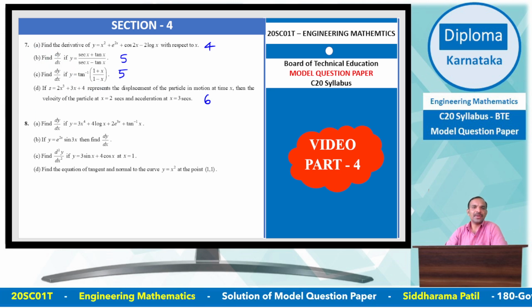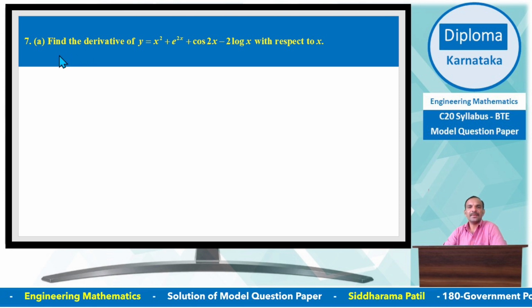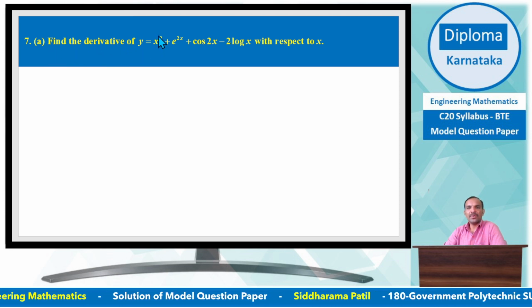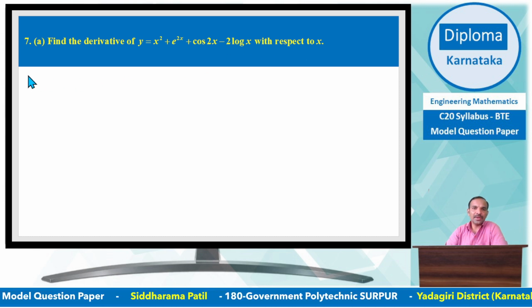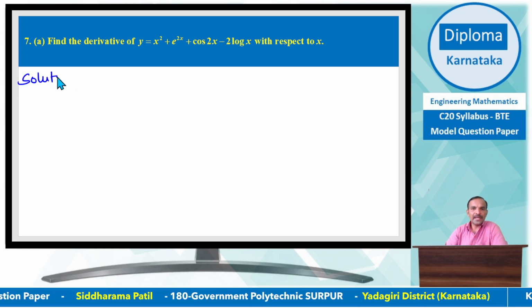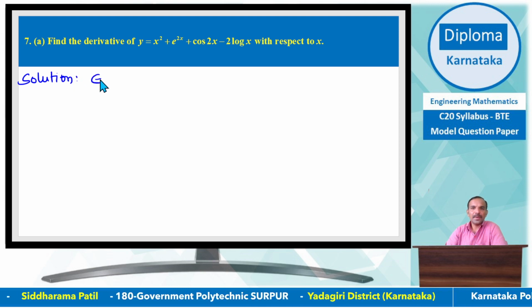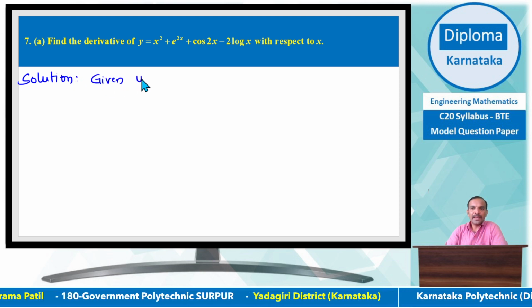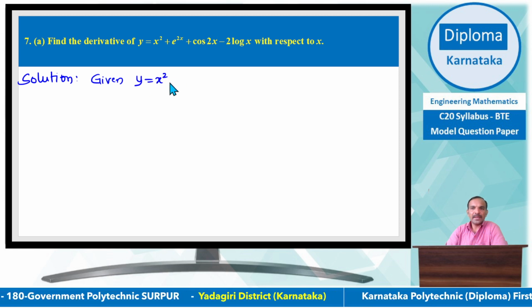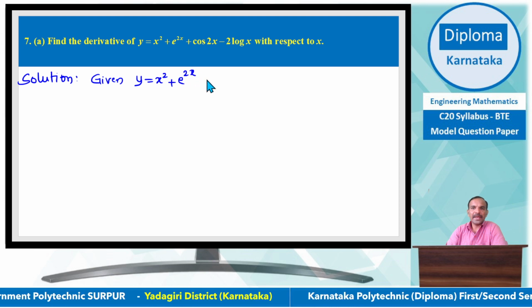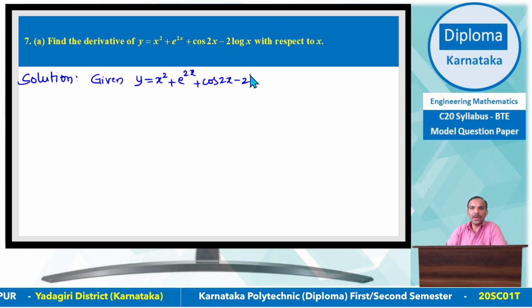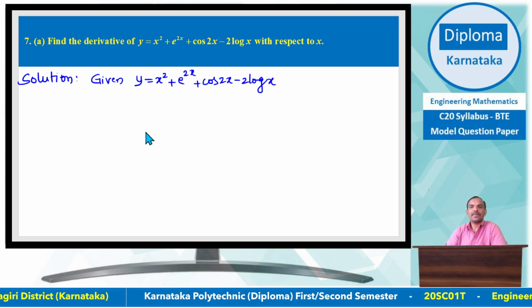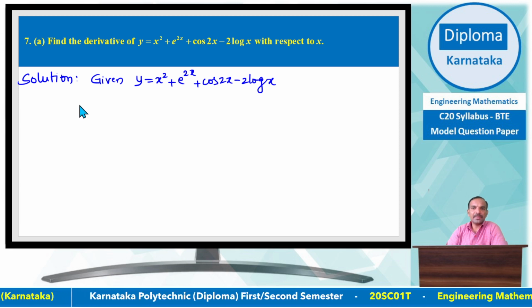First, question 7a. Find the derivative of y equal to x square plus e to the power 2x plus cos 2x minus 2 log x with respect to x. Solution. Given y equal to x square plus e to the power 2x plus cos 2x minus 2 log x. Now differentiating with respect to x.